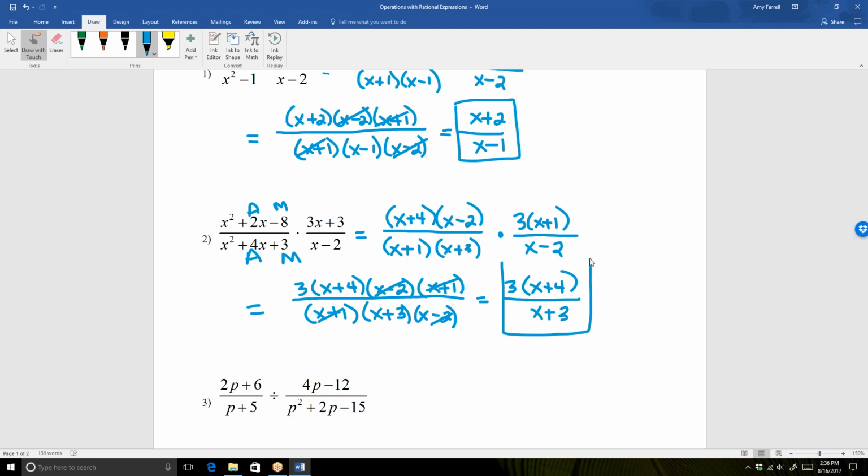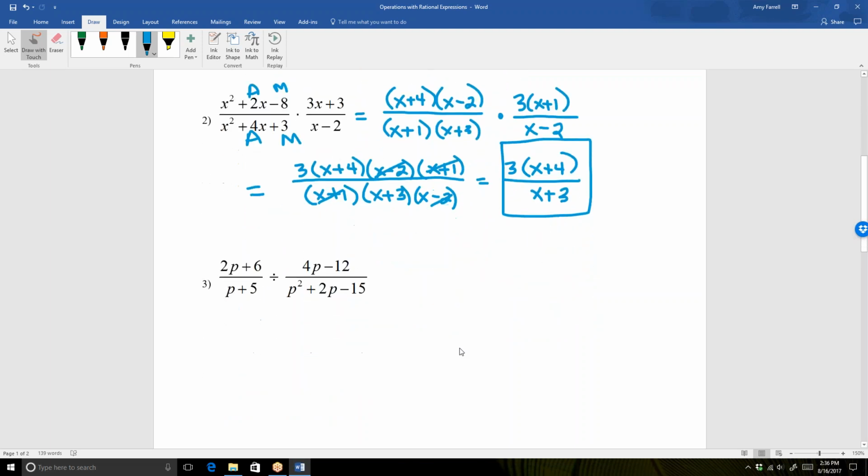Some students will ask if they have to distribute in the numerator here, and you can if you want, but you don't have to. It's not necessary. So if you would like to distribute and make the numerator 3x plus 12, you can, but it is not required. We can leave it in factored form.